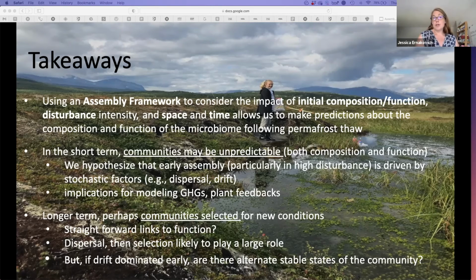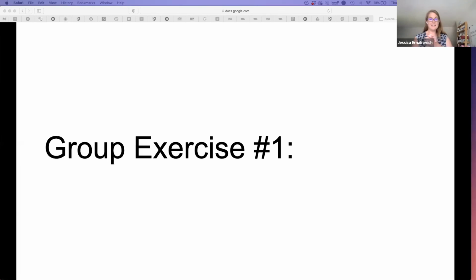And then over the longer term, we predict, or probably even hope, that communities are selected for the new conditions, and that will lead us to easier ways to predict who's there. Dispersal will continue to play a large role, and there may be alternate stable states if drift dominated early.